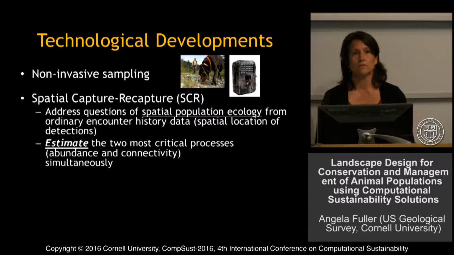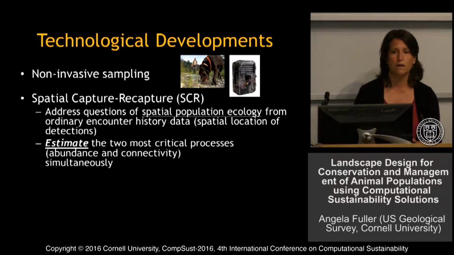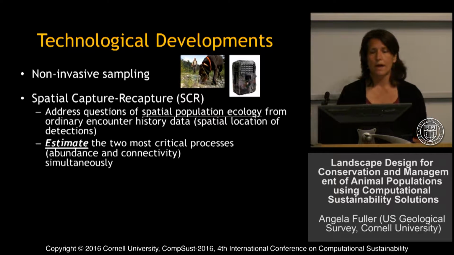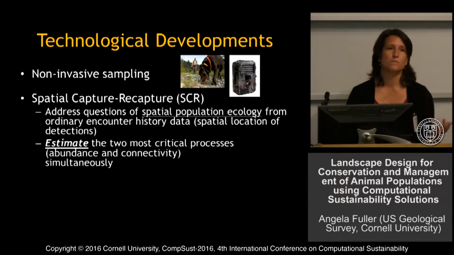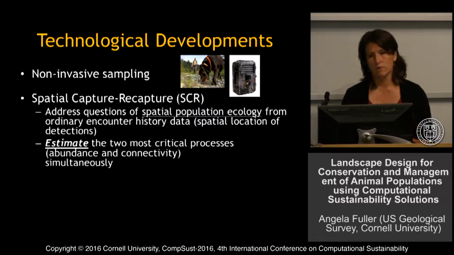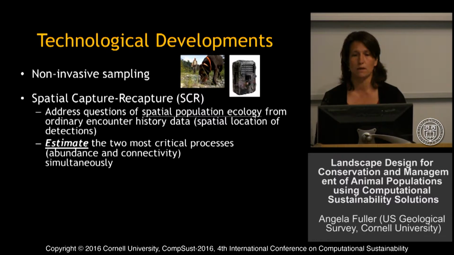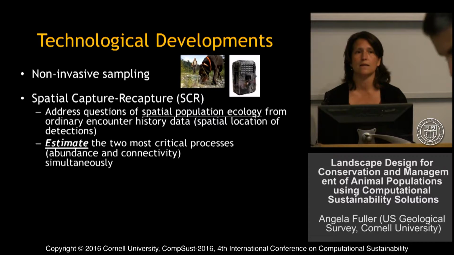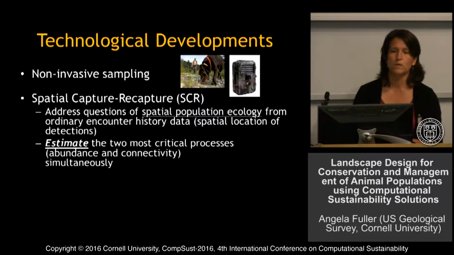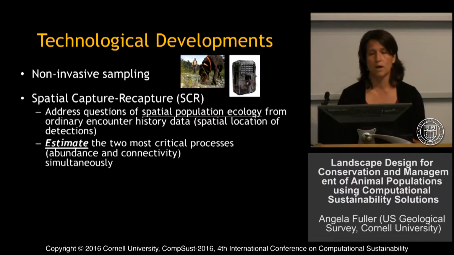So with using these non-invasive sampling methods, we can then use a new class of statistical models called spatial capture-recapture models. And these models allow us to estimate both abundance of species and the density of species, but more importantly, they really allow us to address questions of spatial population ecology. And we can do so from the data that we're deriving from these non-invasive sampling methods. And importantly, it's the spatial location of where we're detecting these individuals that is useful for us in addressing these spatial ecology questions. And so using spatial capture-recapture models, we can estimate two of the most important processes for conserving these spatially structured populations. That is abundance and connectivity, and we can do this simultaneously in these models.